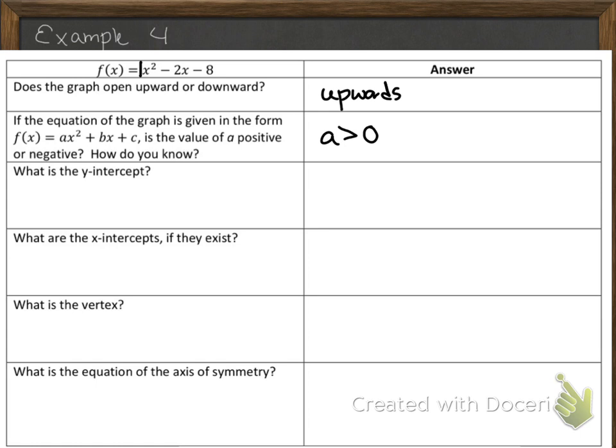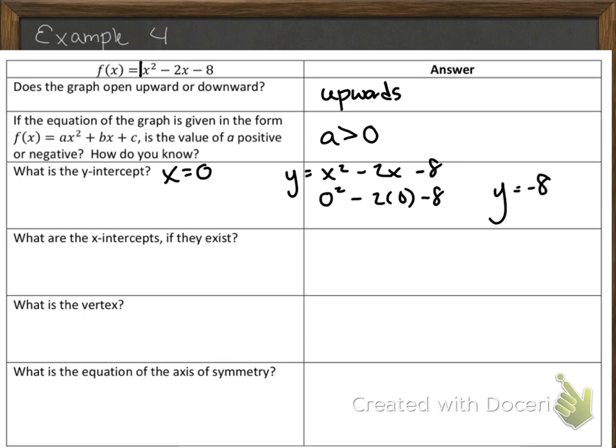So the next part says, what is the y-intercept? We find the y-intercept by setting x equal to 0 and solving for y. So we have y is equal to x squared minus 2x minus 8. So we have 0 squared minus 2 times 0 minus 8. So we have y equals -8. But remember, we have to write this as an ordered pair. So that's going to be the point (0, -8).